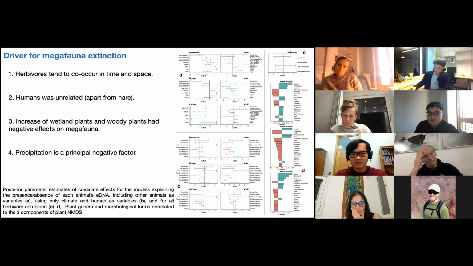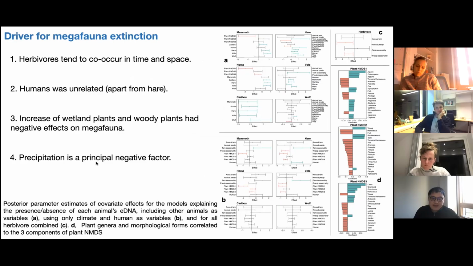Instead, it's the precipitation that is mainly the negative factor in driving the megafauna distribution. So in short, humans were not significant, and the increase of precipitation and the increase of wetland plants and forest had a negative effect and was driving the extinction of these Arctic megafauna species.